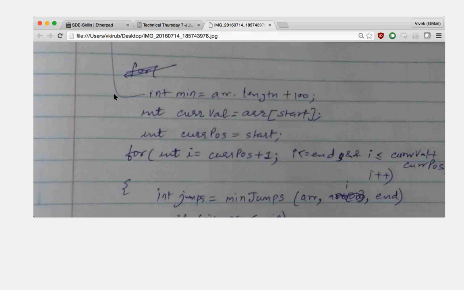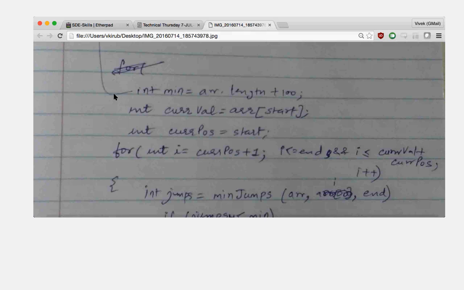Now, as we know, in the array, for example, if our start point is the 5th position, the value at the 5th position will tell us, okay, you can jump by this many positions, or you can jump at most to this position. So I'm fetching that in a variable curr_val. It will tell me, okay, from this start position, you can go up to 5 positions, say. Then the current position is just a variable to take start.